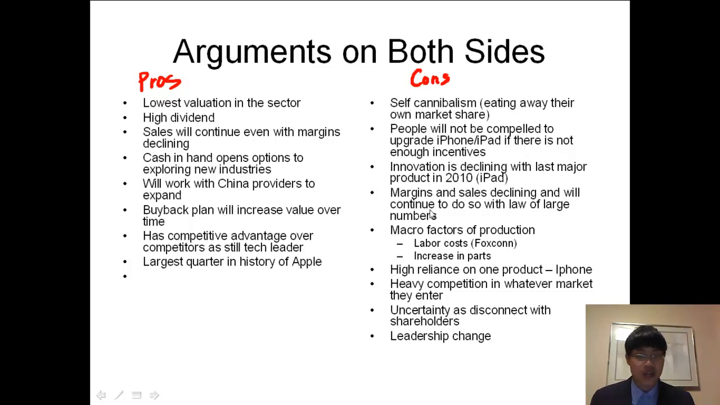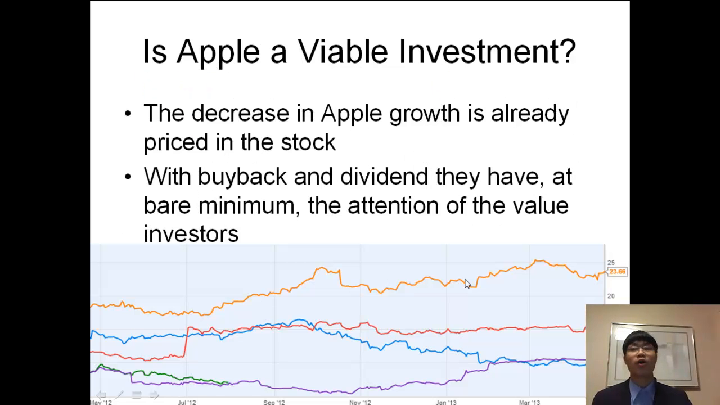Margins, sales declining, the macro factors of what's going on in China, heavy reliance on the iPhone, competition, uncertainty, as you know, the leadership has really changed, Tim Cook is completely different from Steve Jobs. That's all the negative side. So we present both sides of that argument.